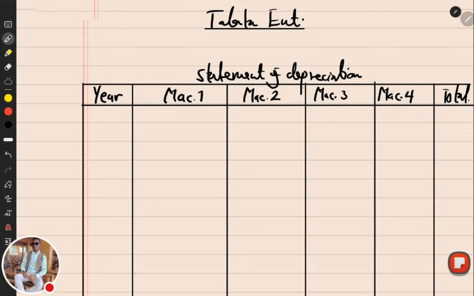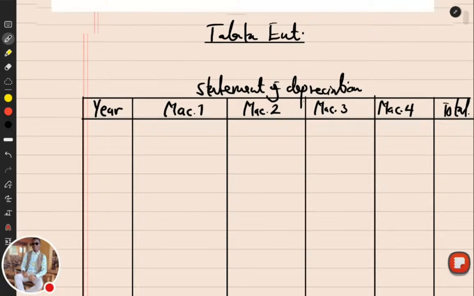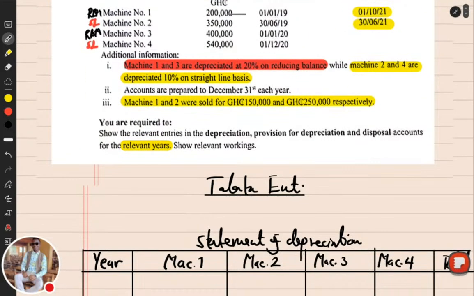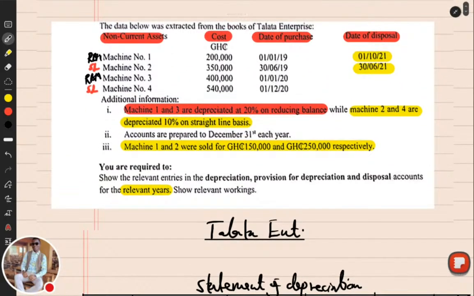Since depreciation is provided at the end of the financial period, we're going to have the dates coming up here in the years. All right, so we'll start from 2019, in that order, till we get to the final date where there was a disposal. I think that is where we'll work up to. So take note of that.